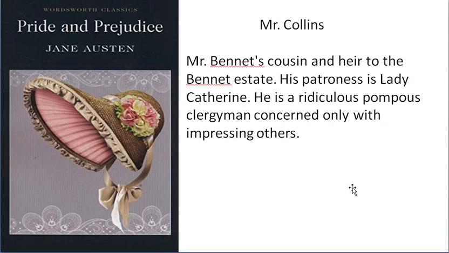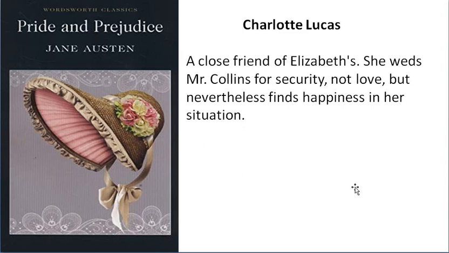Mr. Collins, Mr. Bennet's cousin and heir to the Bennet estate. His patroness is Lady Catherine. He is a ridiculous, pompous clergyman concerned only with impressing others. Charlotte Lucas, a close friend of Elizabeth. She weds Mr. Collins for security, not love, but nevertheless finds happiness in her situation.